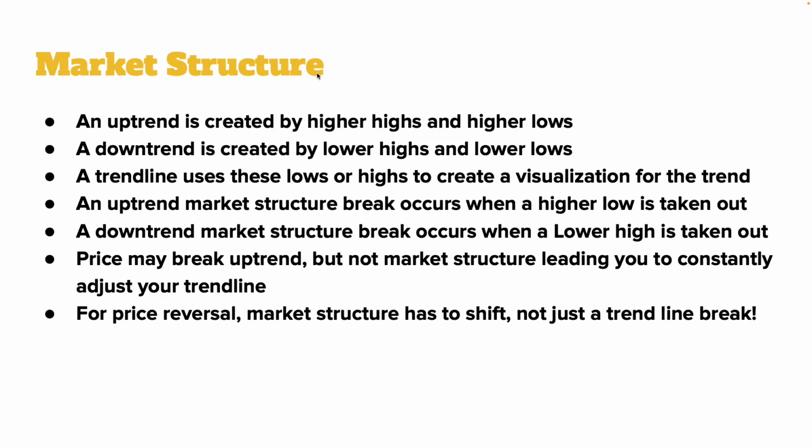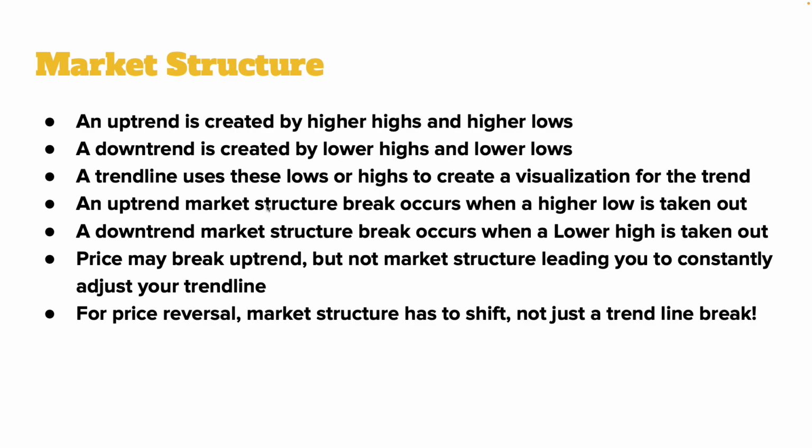This is where it changes the entire playing field, right? You have to understand market structure when you're dealing with trend lines, right? It's not just a line on the chart. It has to do with marking market structure. So as we said previously, an uptrend is created by higher highs and higher lows. A downtrend is created by lower highs and lower lows. This is the most important part, right? A trend line uses these lows or highs to create a visualization for the trend, right?